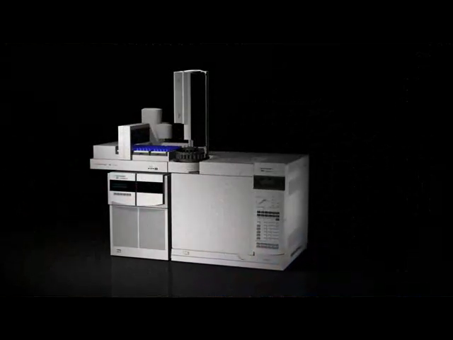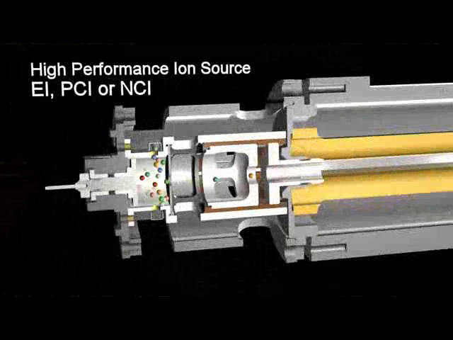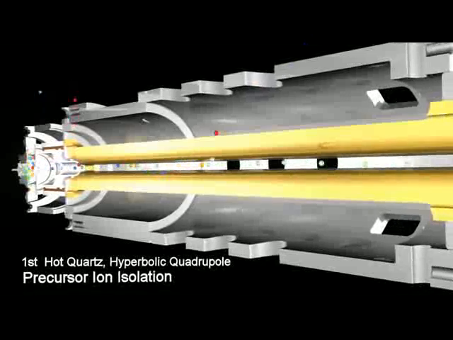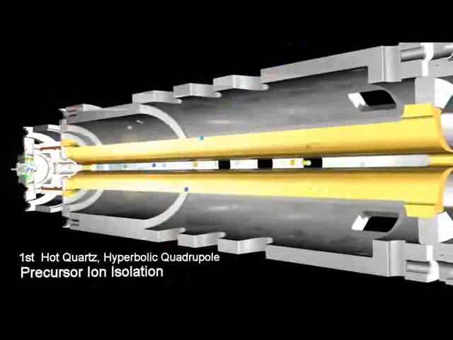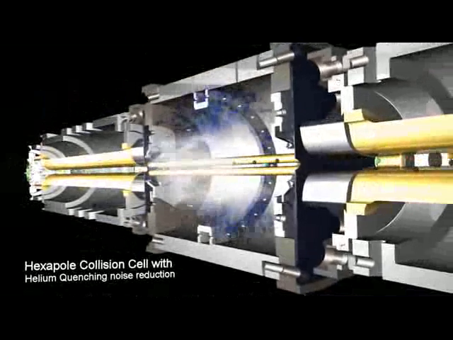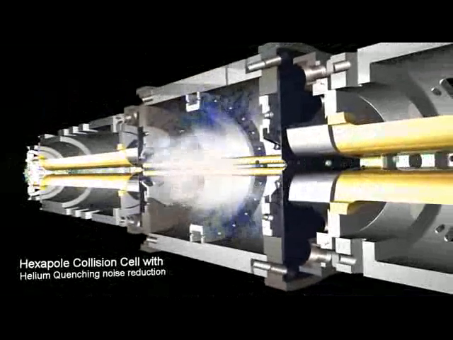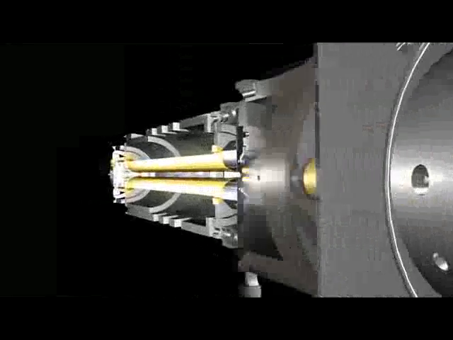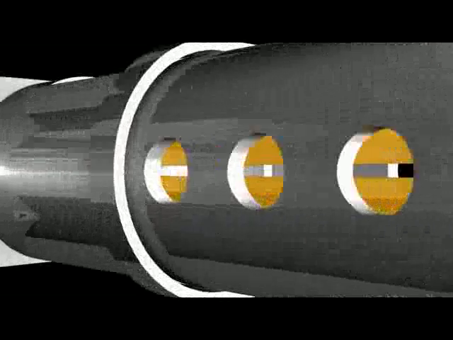The typical MS-MS description focuses on the extraction of ions from the source, isolation of the precursor ion in the first quadrupole, dissociation of the precursor ion in the collision cell, and mass filtering of the product ions in the second quadrupole before detection. But let's return to the ion source to discuss processes that are often overlooked.